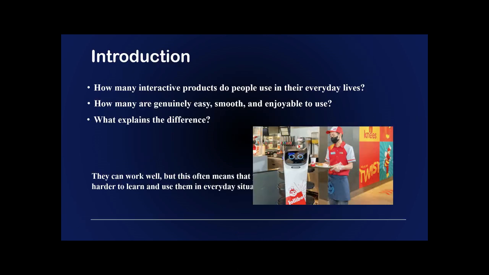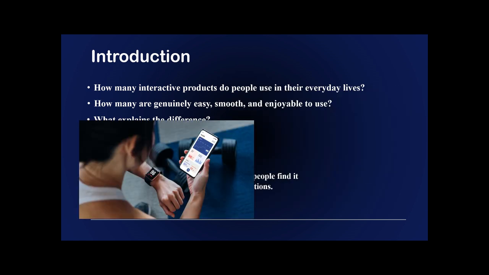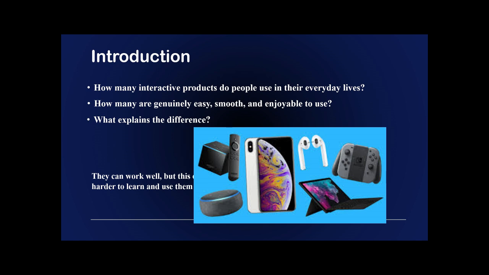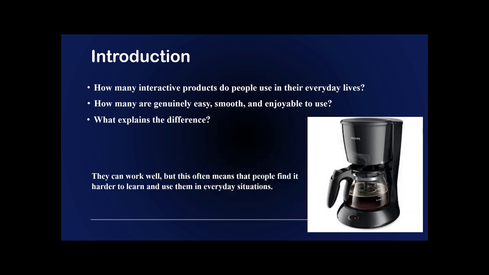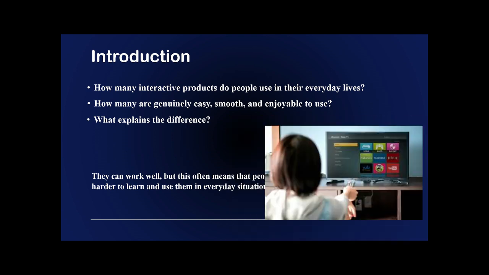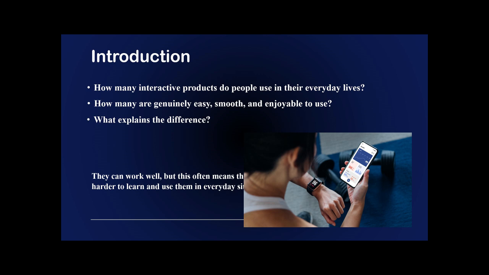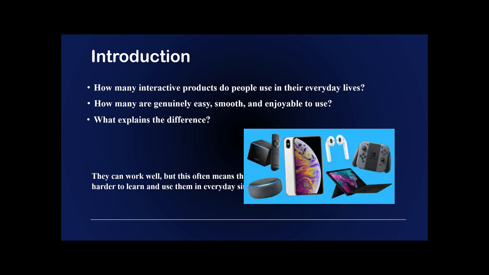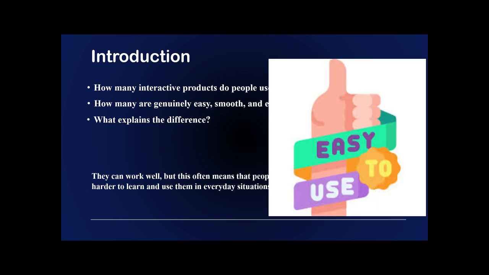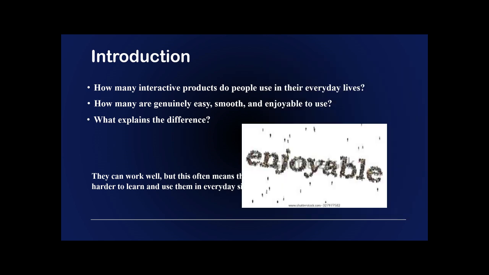How many interactive products do people use in their everyday lives? Consider the everyday devices that play a role in your life: your smartphone, tablet, computer, laptop, remote control, coffee machine, ticket machine, printer, global positioning system, smoothie maker, e-reader, smart television, alarm clock, electric toothbrush, watch, radio, bathroom scales, fitness tracker, game console, and so many more. Pause for a second and think about how simple they are to use. How many are genuinely easy, smooth, and enjoyable to use?